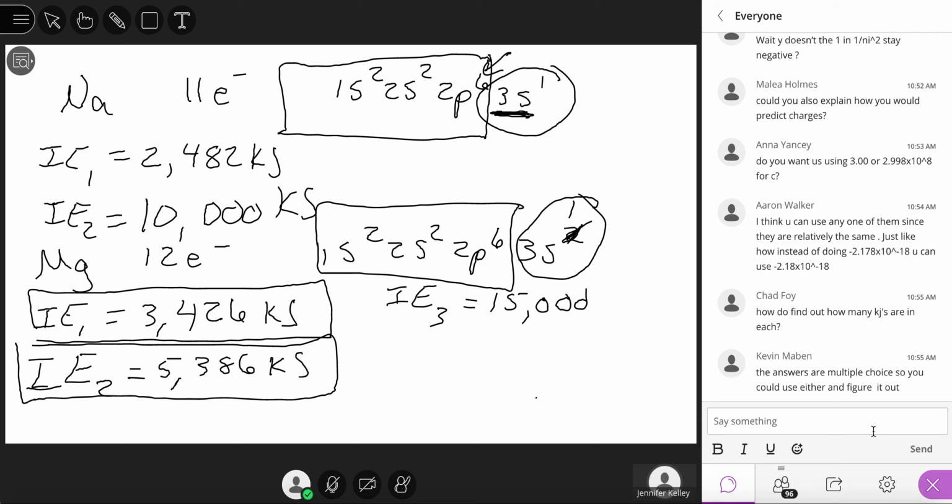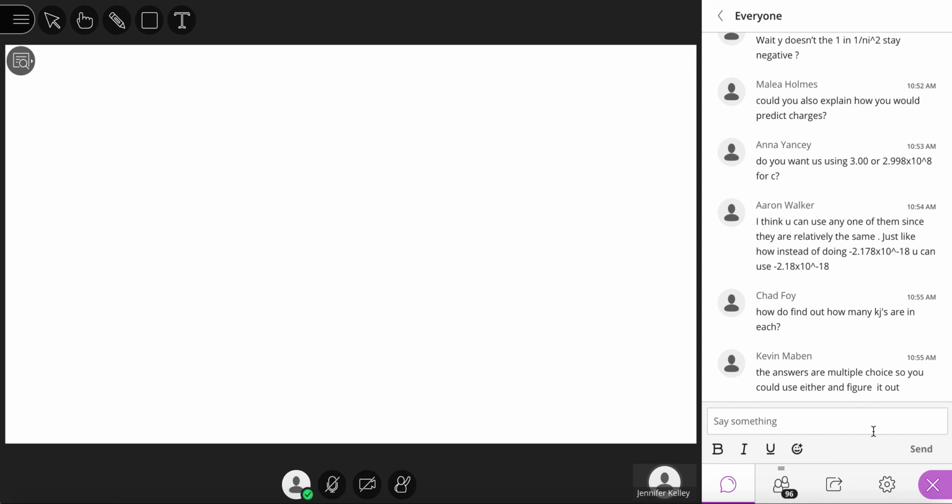All right. Yes, you could use either to figure it out, and the answers are multiple choice. All right, let's do the ionization energy one. All right, so ionization, work function.